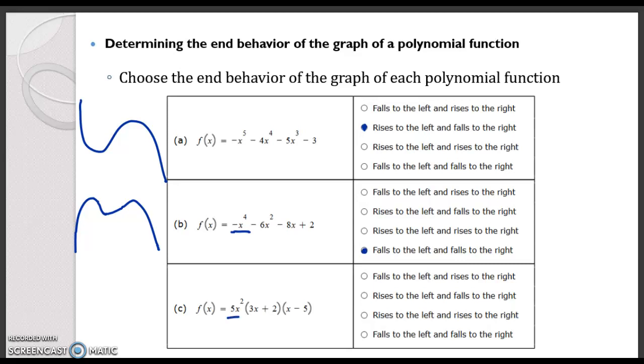Now what about this one? The 5x squared is not the leading term, because for this function we need to multiply it all out. I'm just going to multiply what I know is going to give me the biggest degree. So 3x squared is multiplied by 5x squared eventually, so I'm going to get 15x to the fourth. That's my leading term. That's a positive even, so it's going to be like this. As I go off to the left, it's going to rise, and if I go off to the right, it's going to rise. So for this one, it rises for both. That's determining the end behavior of the graph of a polynomial function.